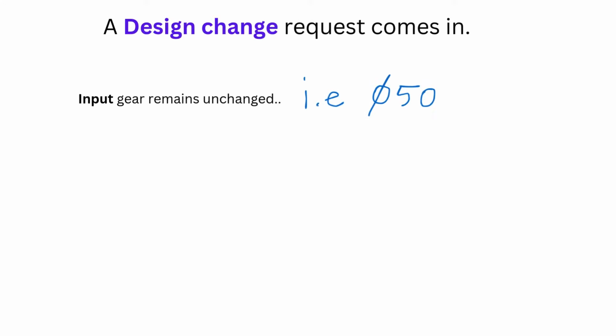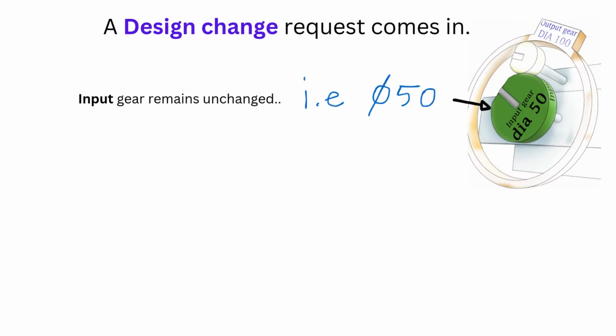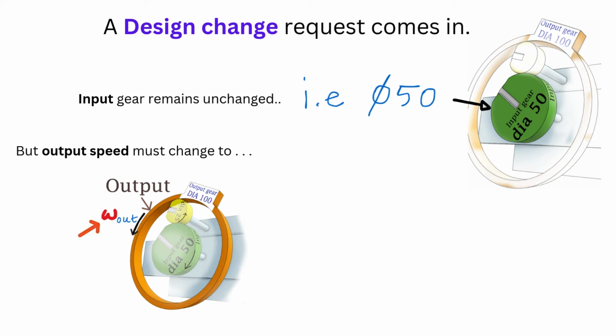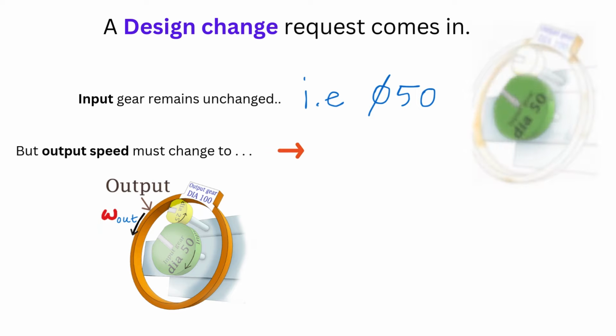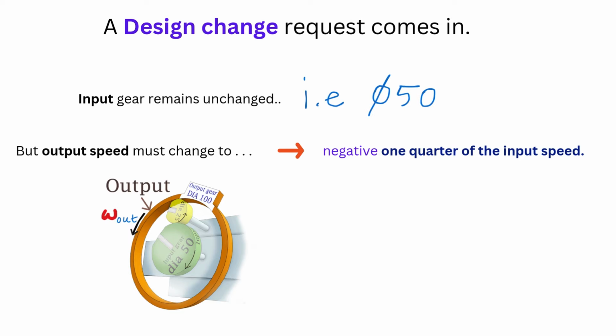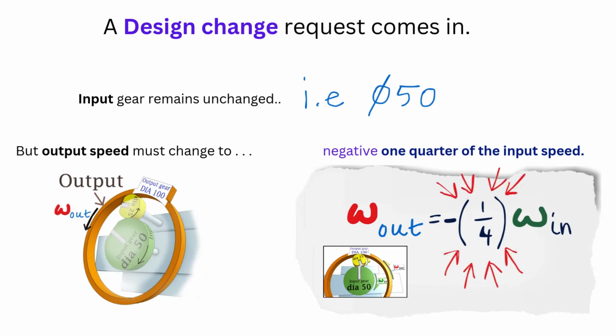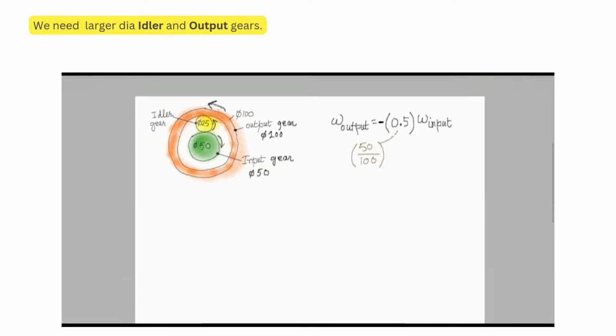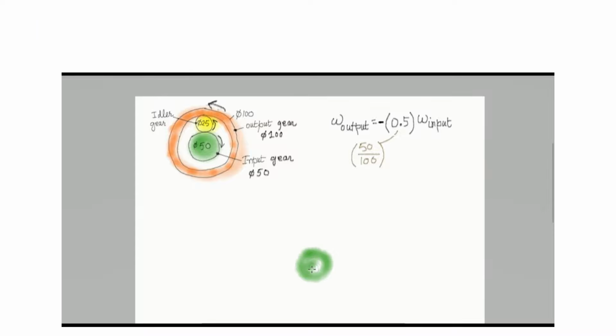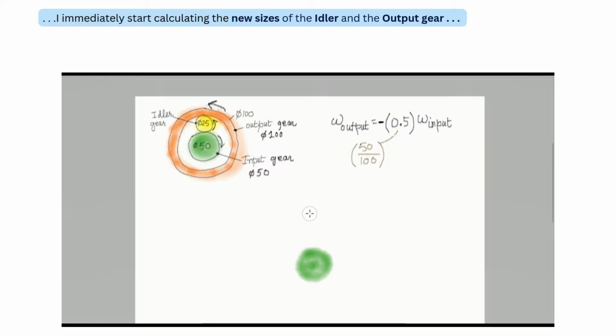Now imagine a design change request comes in that asks for the original drive ratio of -1/2 to be changed to -1/4. In plain speak, for the same input, i.e. dia 50 input gear, turning at the same speed, can we make the output gear turn even slower, at 1/4 the speed of the input gear? The most obvious solution is to increase the size of the output gear, the orange gear. Obviously, the idler gear diameter will also increase.